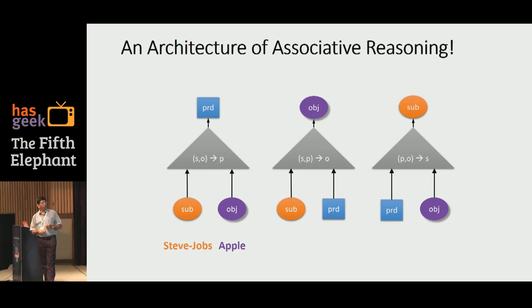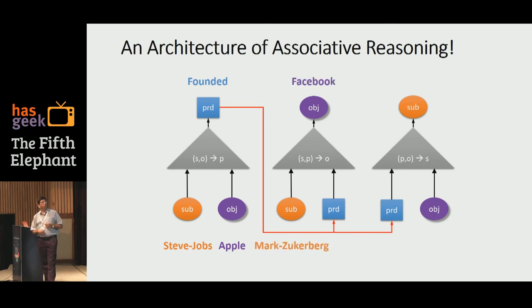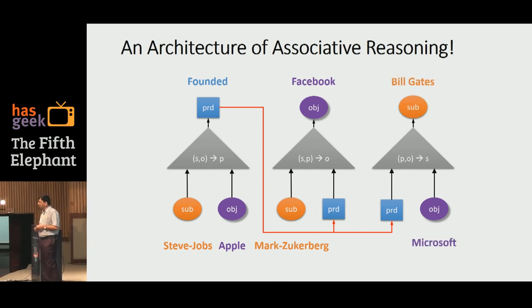So if I put Steve Jobs as a subject and Apple as an object, this network is going to tell me founded. And then I take this back into these predicates, and I put anything here. I put Mark Zuckerberg here, and it tells me Facebook. And if I put Microsoft here, it gives Bill Gates. So this is how our associative reasoning works.